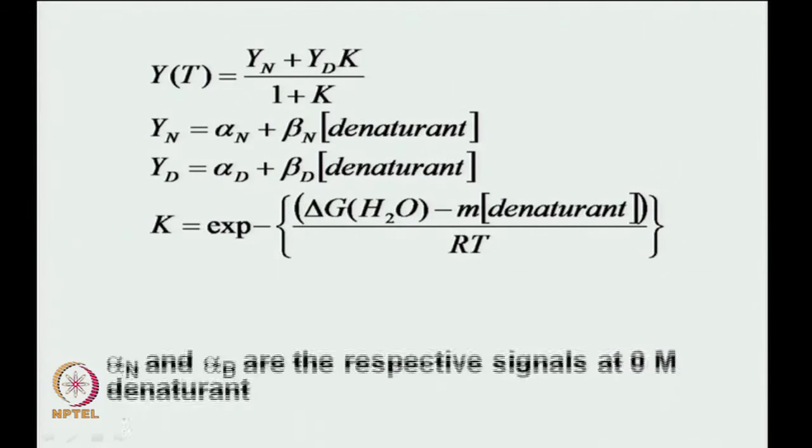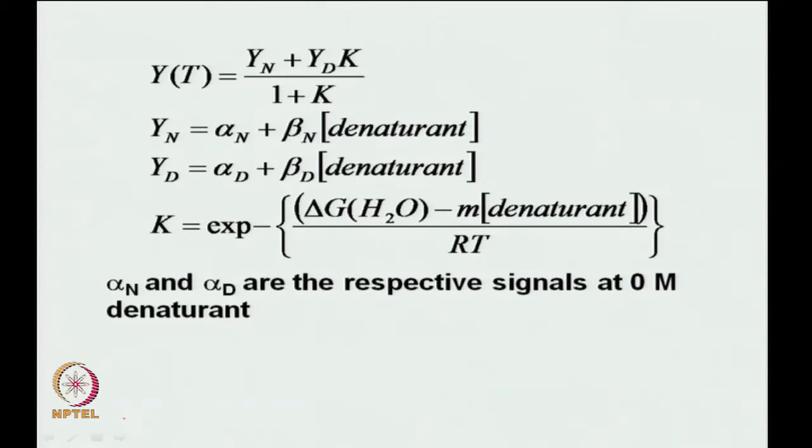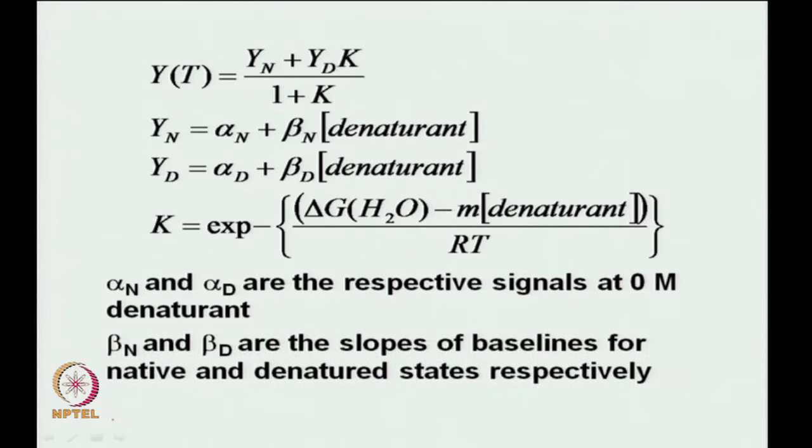So, if you are given a transition curve, you essentially fit this, where alpha n and alpha d are the respective signals at 0 molar denaturant, that you can understand, y n and y d, right. Beta n and beta d are the slopes of the baselines for native and denatured states respectively. Okay.